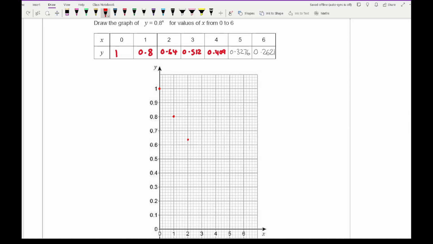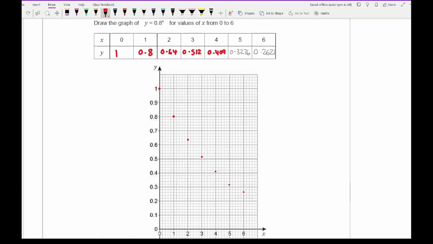3 is at 0.51, so that's going to be about there. 4 is at 0.41, which is about there. 5 is at 0.32, let's call it 3.2. And at 6 it's at 0.26, which we will call there.